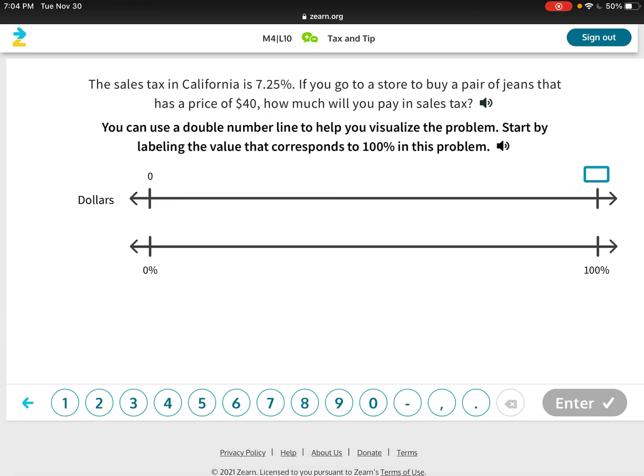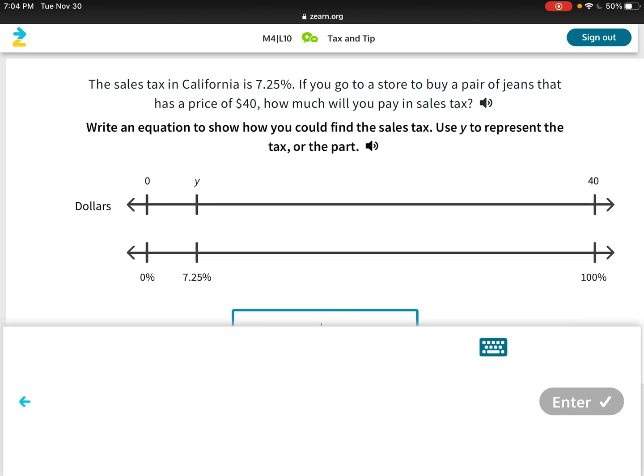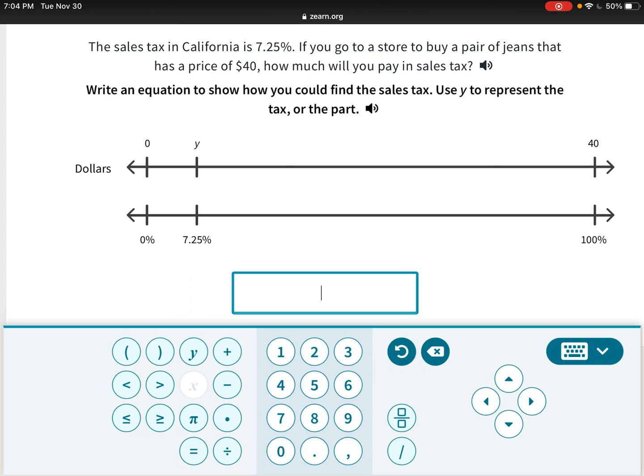Okay, here the sales tax is 7.25%. So we know the percent in this one. We know the whole amount was 40, but we don't know what part that was. So here is where we write that equation. So this time we have percent times whole.